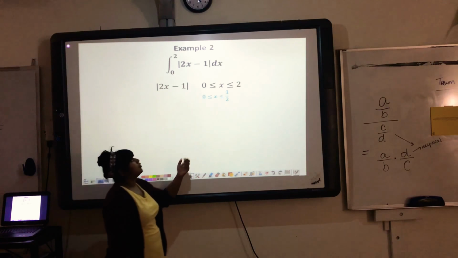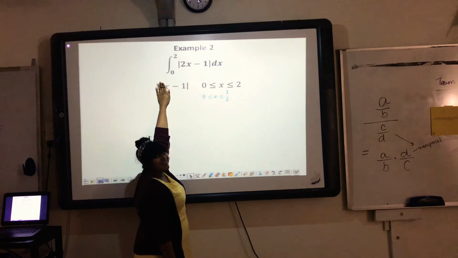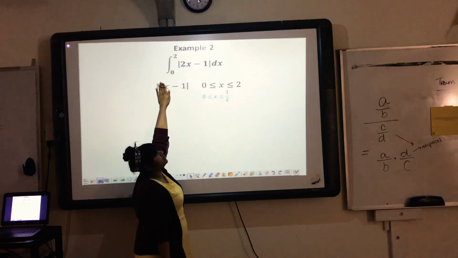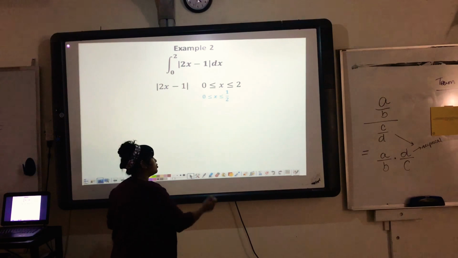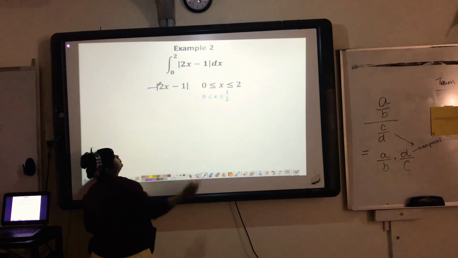Okay, let's plug in a value. If I plug in 0, then I'm going to be left with negative 1. That's negative. If I pull out those absolutes, it's going to be negative. We don't want that. So let's try putting a negative in front of it. What happens if I put a negative in front of it?